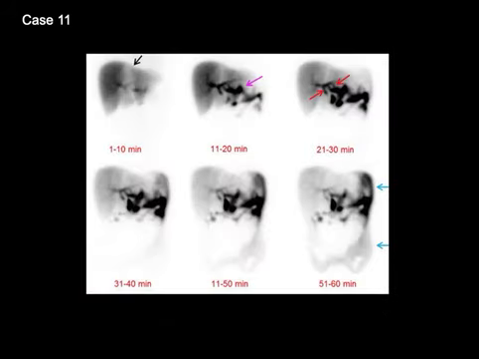Case number 11 shows multiple images from a trauma patient with a diagnosis of bile leak, where as we go through the images, we find that there is leakage of bile, which is seen here in the left upper quadrant, which becomes more intense with time, and then it moves more inferiorly into the pelvis. So a large bile leak in a trauma patient.